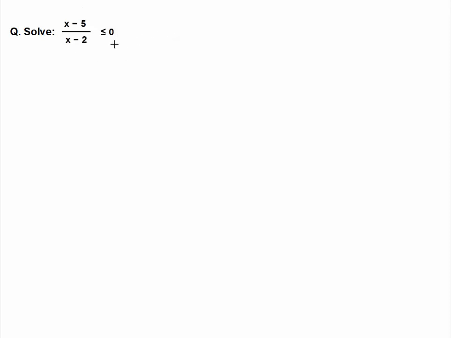Now in this question, many students cross multiply x minus 2 to the other side. When we do so, we get x minus 5 is less than or equal to 0, which gives x is less than or equal to 5. So according to them, this is the only solution.